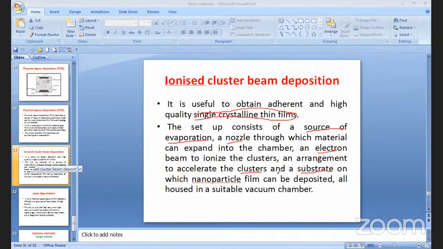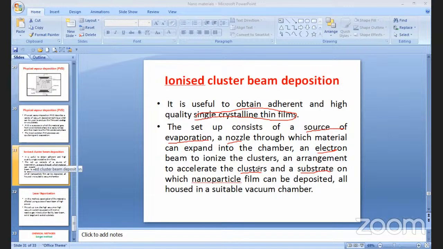All of these are housed in a suitable vacuum chamber. So you'll have the vacuum chamber for this ionized cluster beam deposition. In that, whatever we said, like a source of evaporation, nozzle, or materials which we can expand into the chamber, the electron accelerators, the clusters, all of these will be within the vacuum chamber.